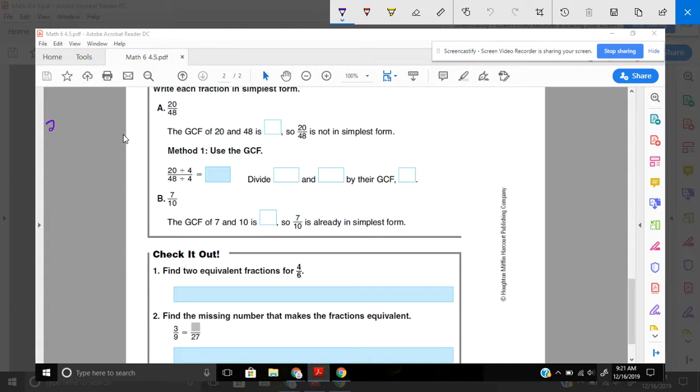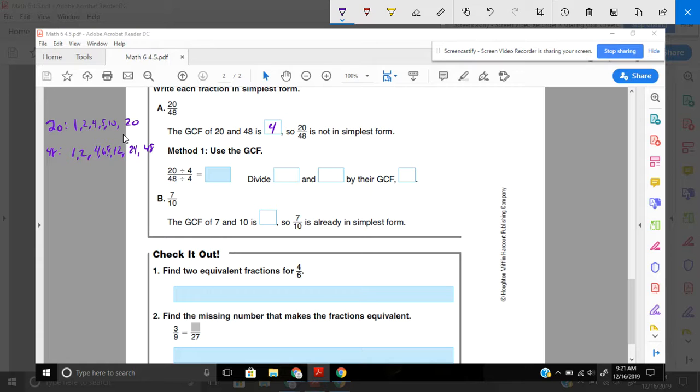Well, remember, you can always list your factors. So you could say 1 times 20, 2 times 10, 4 times 5. And you could do the same for 48, listing the factors of 48. 1 times 48, 2 times 24, so on and so forth until you work your way to the middle. Let's see, 4 times 12, and so on and so forth. 6 times 8. And the greatest of these that they have in common is 4.